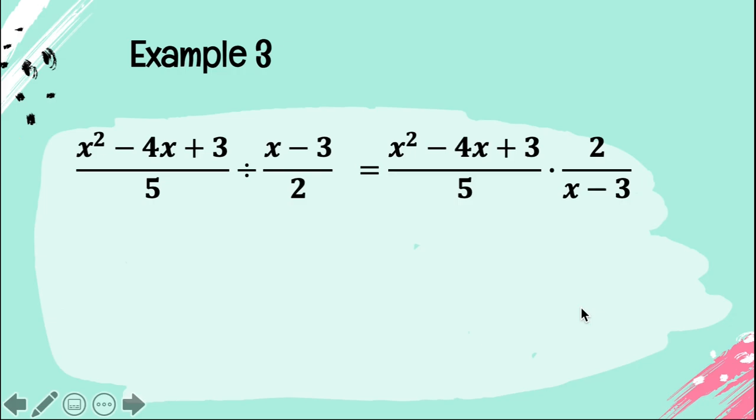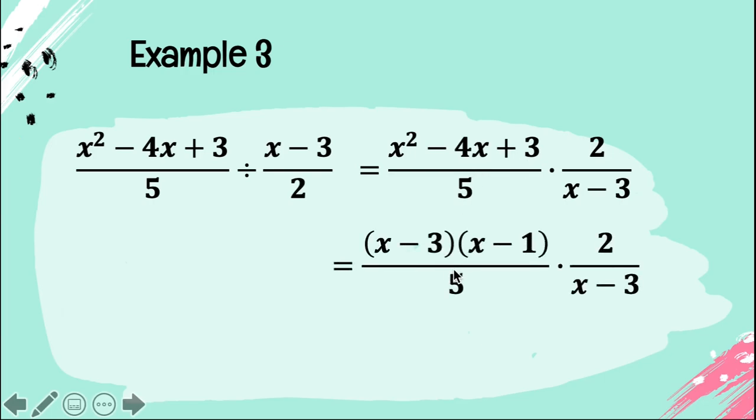So we have to recall factoring a quadratic trinomial where a is equal to 1. You have to think of two numbers that when you multiply, the answer is positive 3, but when you add, the answer is negative 4. The factors are x minus 3 and x minus 1. Then just copy 5, 2, and x minus 3 because they are all prime.